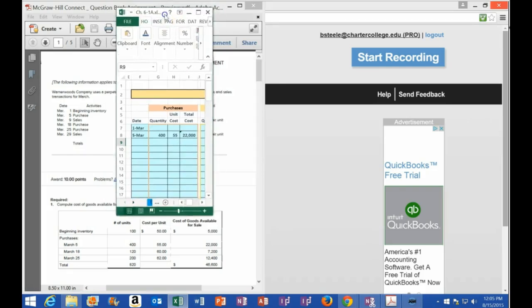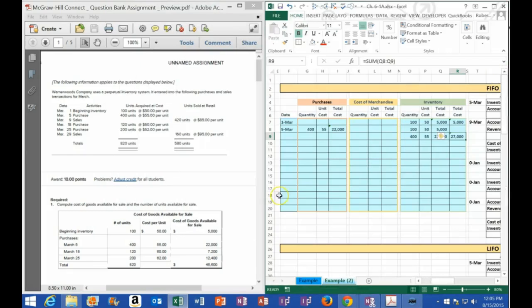Next item, I'm going to snap this back over here again, pulling it to the side. On March 9th, we had a sale of 420 units at $85. So that $85 is the sales price, not the cost. That's what we sold it for. We purchased it for like 50 or 55. So we sold it for 85, we purchased it for 50 or 55. We're not going to put that in the purchase column. Obviously, we're going to put that in the sales column. So I'm going to put that information in the sales column here.